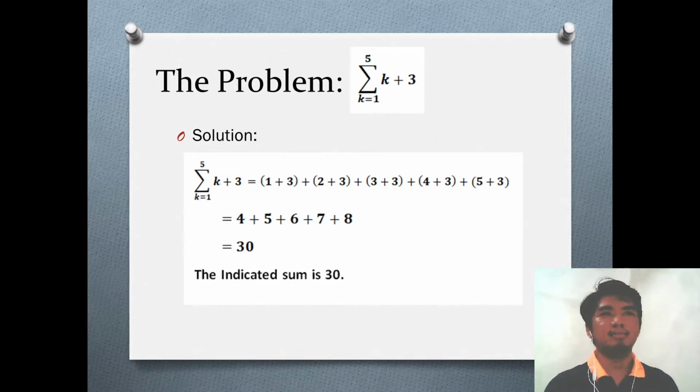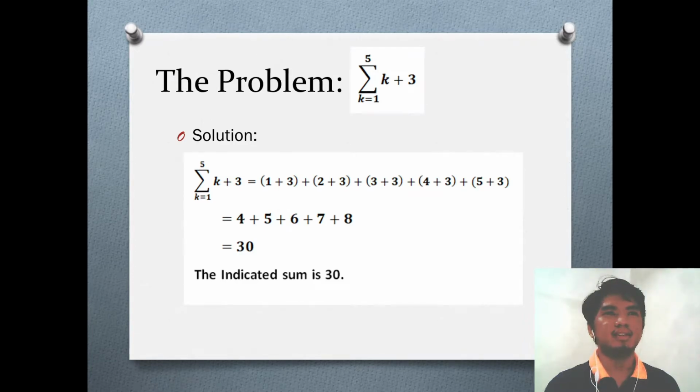So the next problem is the summation of k plus 3 from 1 to 5. And the solution for this problem is to substitute the values of k from 1 to 5. So 1 plus 3, plus 2 plus 3, plus 3 plus 3, plus 4 plus 3, and plus 5 plus 3. So we're gonna first add the numbers within the parentheses.